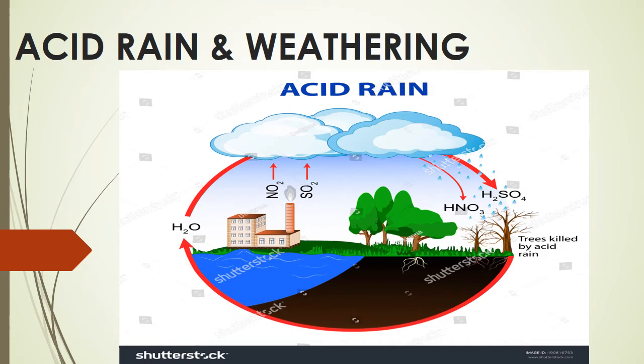I think you all are aware of acid rain. When pollutants like carbon dioxide, sulfur dioxide, and nitrogen dioxide get mixed with the rainwater, there is a reaction between the carbon dioxide, sulfur dioxide and the water present in the rain, and an acid is created. We'll see how acid rain is created and how it causes weathering on the surface of the rock.